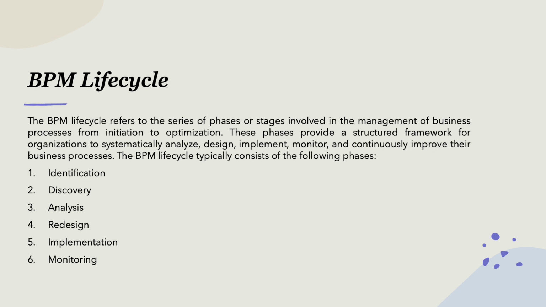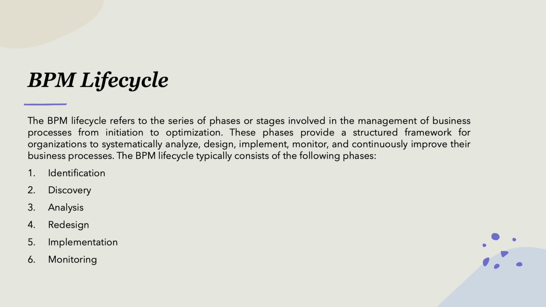Now let's dive into the BPM life cycle, a structured framework essential for managing business processes effectively. The BPM life cycle refers to a series of phases guiding organizations in systematically analyzing, designing, implementing, monitoring, and continuously improving their business processes. In the identification phase, organizations identify critical business processes aligned with their objectives, laying the groundwork for further analysis and optimization. The discovery phase involves mapping out workflows, dependencies, and stakeholders of the identified processes, providing a comprehensive understanding of the inner workings.